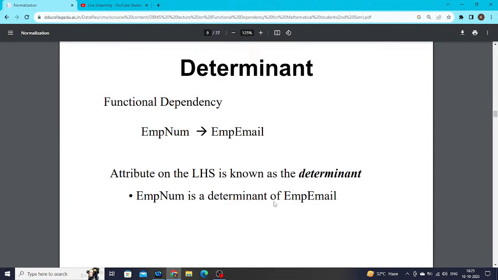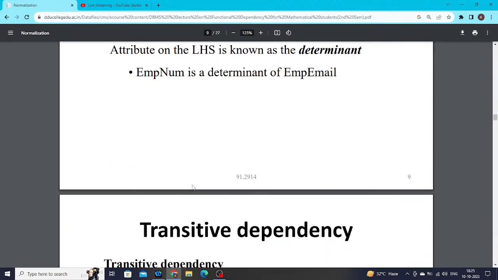Determinant means, generally, functional dependency, like your employee number is dependent on the employee email. The attribute on the left hand side, that is your employee number, is known as a determinant. So employee number is a determinant of employee ID.